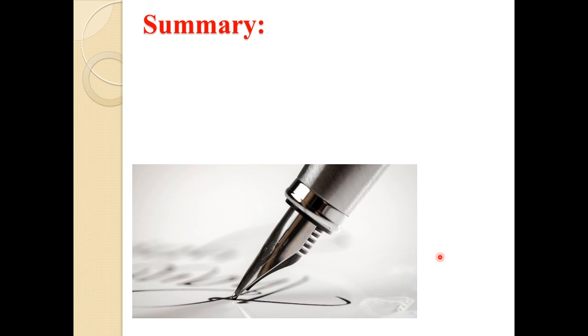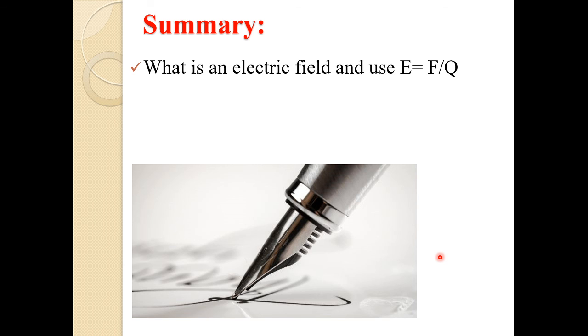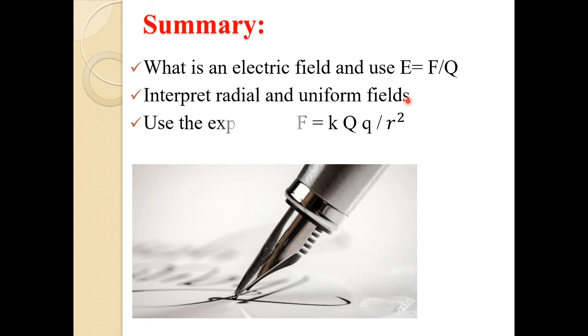Now let's summarize what we have learned. What an electric field is, and using the relationship F equals EQ, we use the same relationship to define the electric field strength as E equals F over Q. We interpreted radial and uniform fields, and used the expression F equals kQ1Q2 over r squared, or Q squared if the charges are similar, that is Coulomb's law.